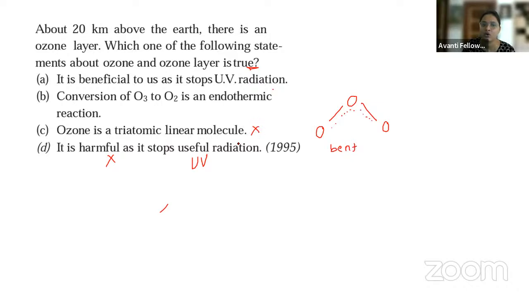Next, conversion of ozone to O2 is an endothermic reaction. This is again not correct. Okay, they stop UV radiation. This is a correct statement. Very good, everyone who has responded that A is the correct option. Very good. So you have understood this concept. Now let's move to the next problem.